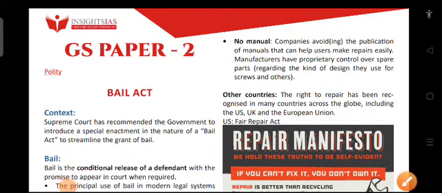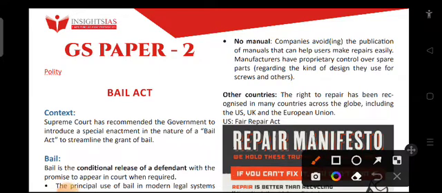Hey guys, we have covered the GS1 paper of the Inside Current Affairs Insta PT30. Now let us begin with the GS paper 2 from Polity.